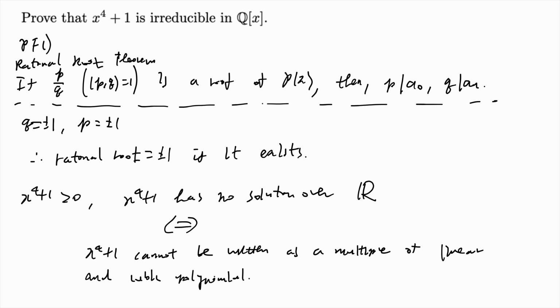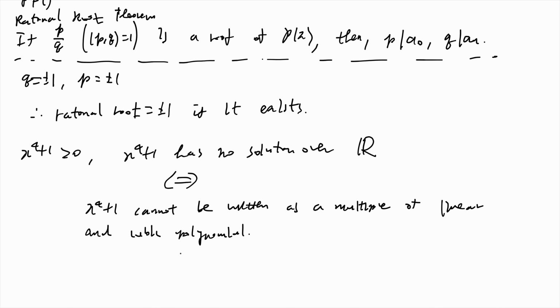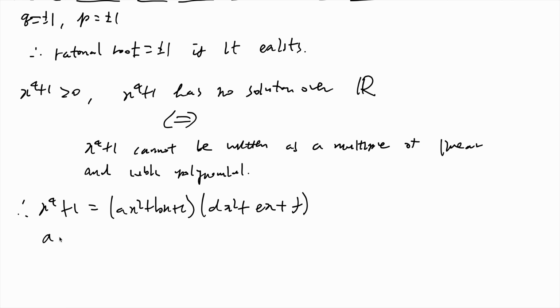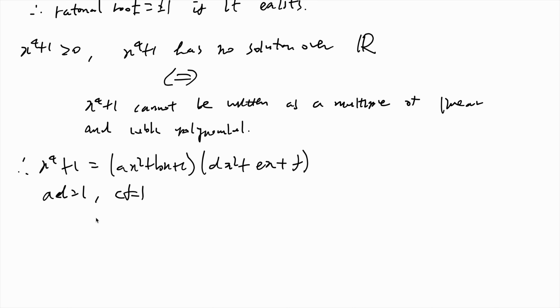So that means we know that x to the power 4 plus 1 is equal to (ax squared plus bx plus c) times (dx squared plus ex plus f), where AD equals 1 and CF is also equal to 1. Is it right? Yes. Because they're equal to 1, A equals D equals plus or minus 1 and C equals F equals plus or minus 1.